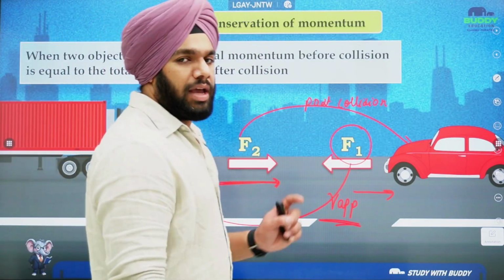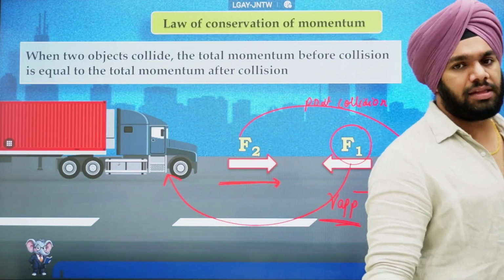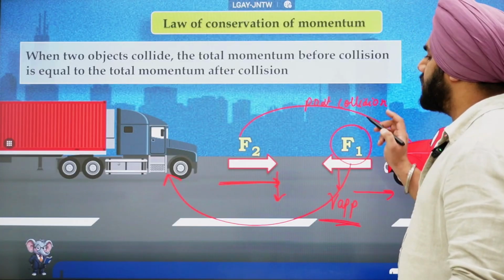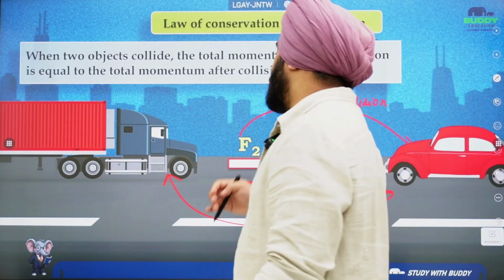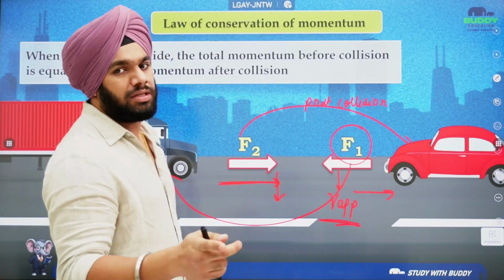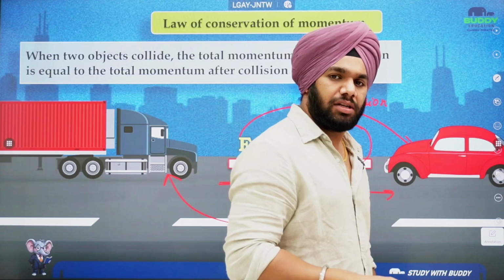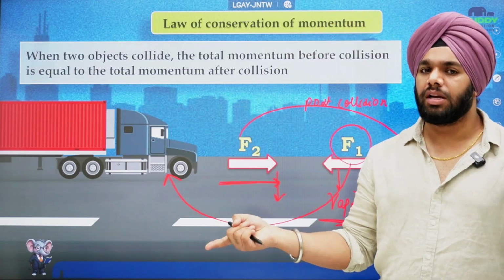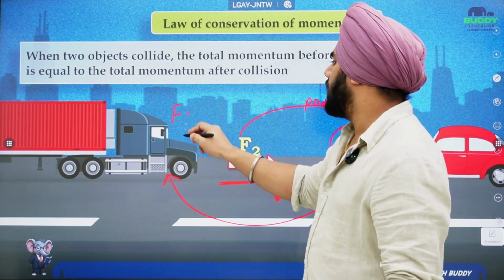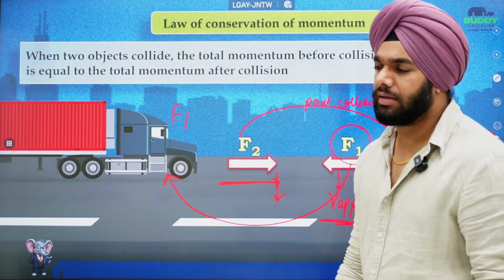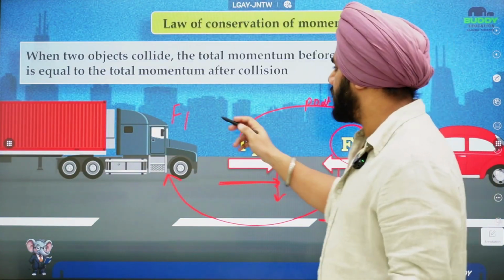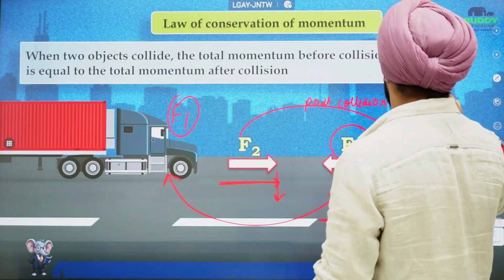Okay, so every action has an equal and opposite reaction, and these two are equal and opposite. So this is an action-reaction pair. Again I'll say this to you, an action-reaction pair will never cancel out each other, because one force is acting on the truck and the other force is acting on the car. So the force acting on the truck is F1 and the force acting on the car is F2.